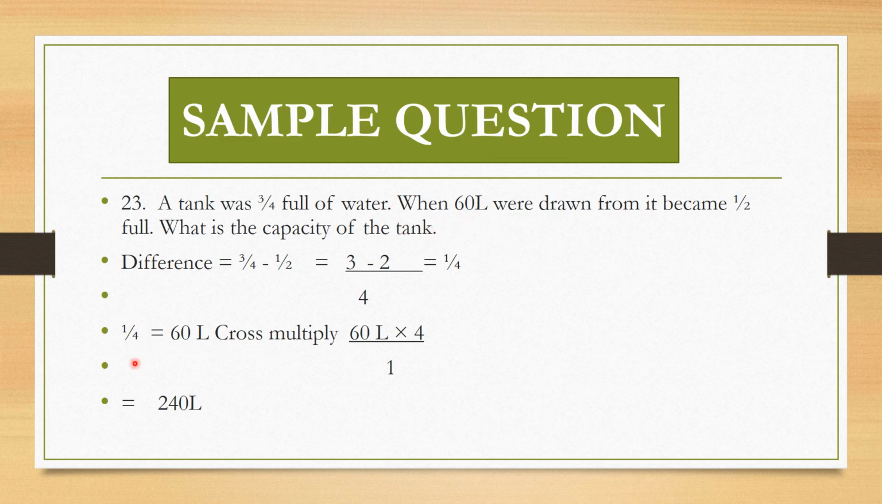So if 1/4 is equal to 60, what about 1? Or when the tank is full, which is 4/4. You only need to cross multiply, which is 60 liters times 4/1. And the capacity when the tank is full is 240 liters.